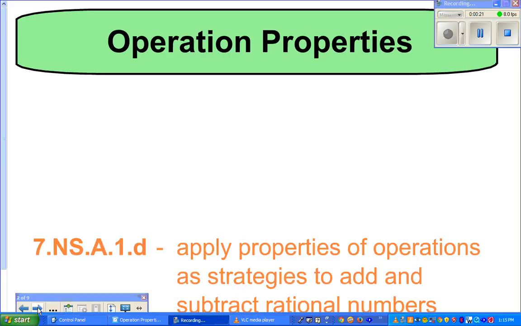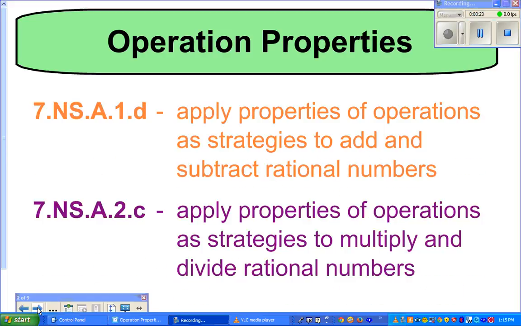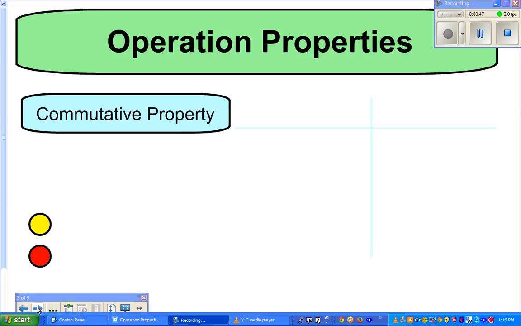We'll be focused on the Common Core Curriculum content standards associated with the number system, specifically the 7th grade standards, 7NSA1D, in which we'll apply properties of operations as strategies to add and subtract rational numbers, and 7NSA2C, in which we'll apply properties of operations as strategies to multiply and divide rational numbers. Our first video involved the commutative property.